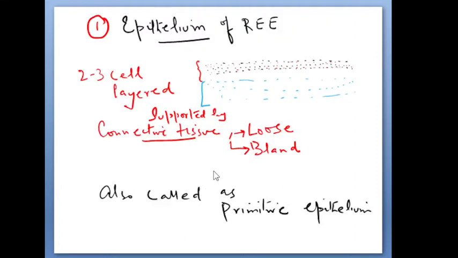Now, coming to histopathology of residual enamel epithelium. The residual enamel epithelium is composed of 2 to 3 cell layers, and it is supported by loosely arranged connective tissue. We have to remember that residual enamel epithelium is also called as primitive epithelium.